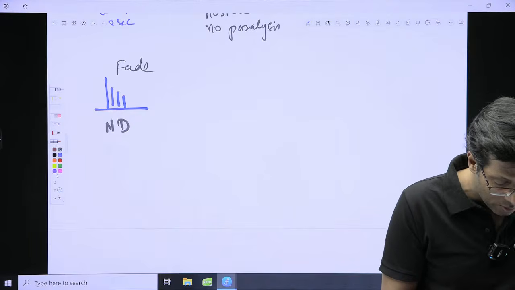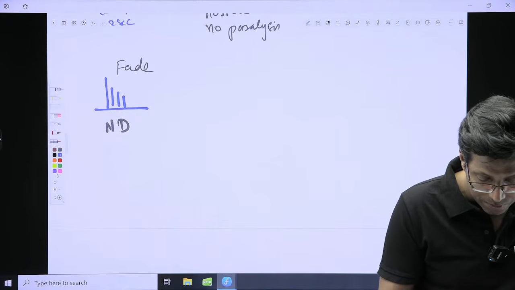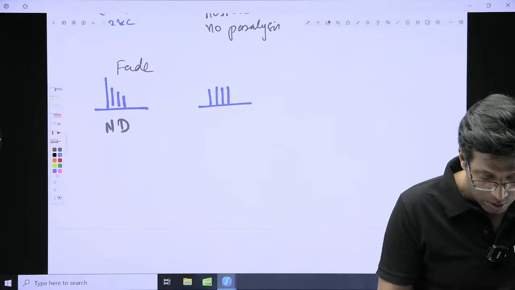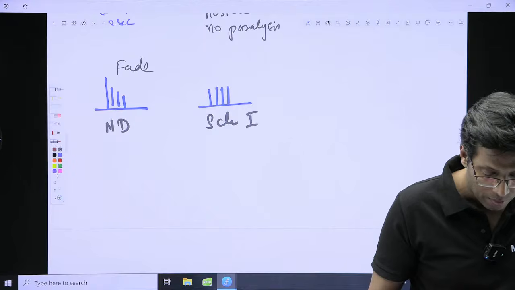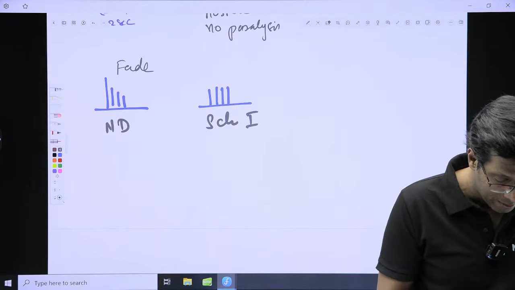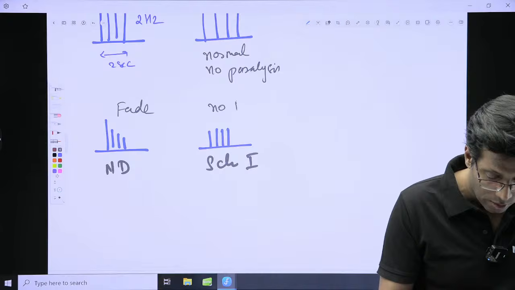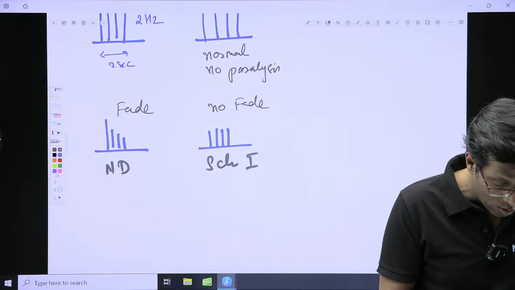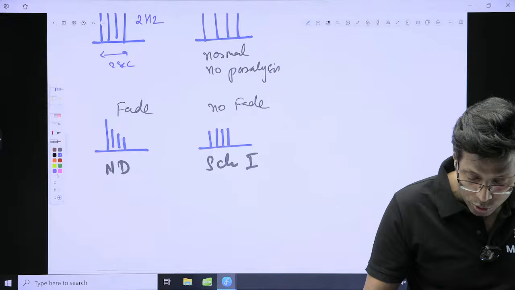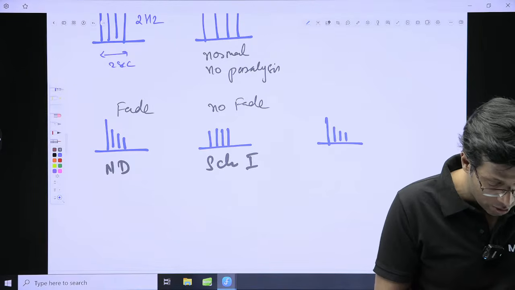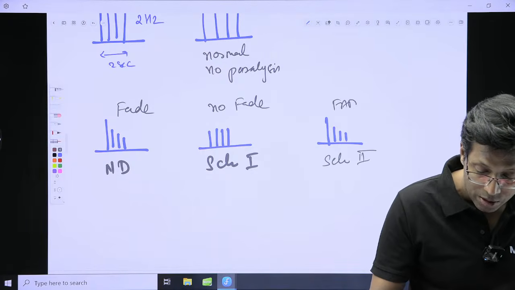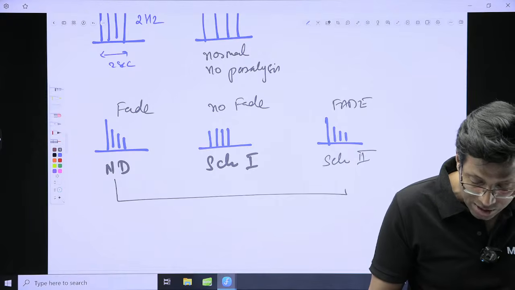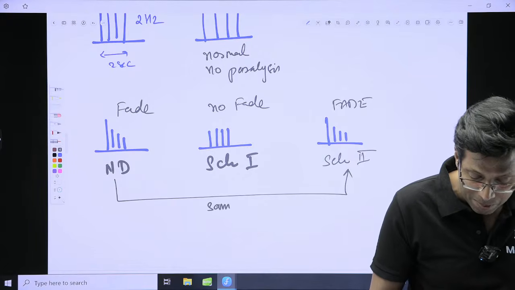In succinylcholine, what happens is you get to see this 1, 2, 3, 4. This is seen in succinylcholine phase 1. Here there is no fade. Remember, succinylcholine in phase 2 is going to produce the same fade because it resembles the non-depolarizing. So remember, non-depolarizing and succinylcholine phase 2 both are the same. It shows fade.